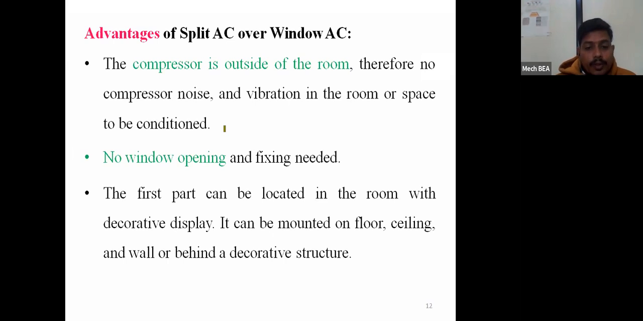Then third one, the first part can be located in the room with the decorative display. That means if you want to do the interior design, we can have the interior design with the help of that indoor unit. So the first part can be located in the room with the decorative display, and it can be mounted on the floor, ceiling, wall, or behind the decorative structure also. Anywhere we can mount that indoor unit. So these are nothing but the advantages of split AC over the window AC.